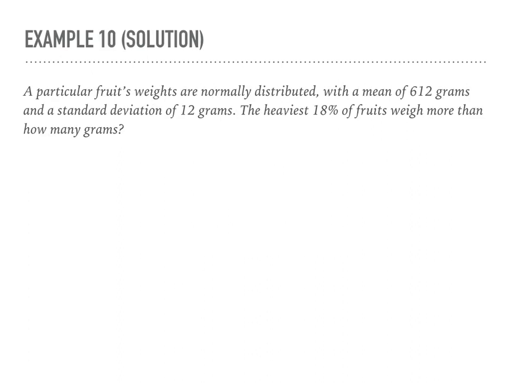A particular fruit's weights are normally distributed with a mean of 612 grams and a standard deviation of 12 grams. The heaviest 18% of fruits weigh more than how many grams? So it's the probability that x is greater than c, which is equal to 0.18. Find c. c is equal to inverse norm of 1 minus 0.18, comma 612, comma 12, which is approximately equal to 623.